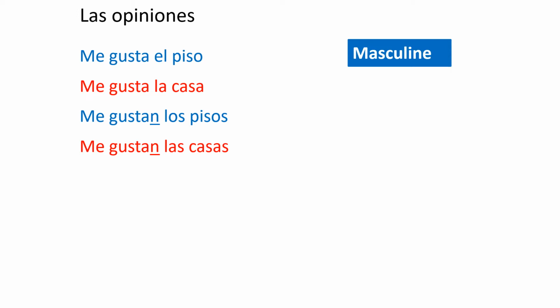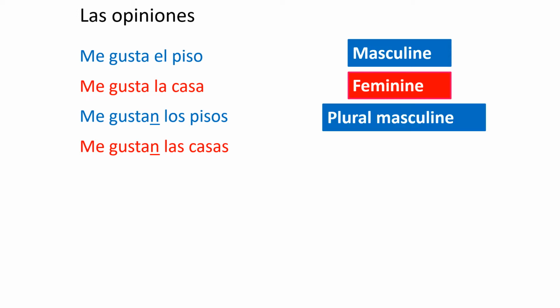You've got me gusta la casa. That would be feminine because casa ends with A. And you've got la, which is the feminine. Your next one, we have got me gustan los pisos. We've added the extra N on the end of gusta to tell us it's plural. We've got los, which is the masculine plural, and we've got pisos, which ends with an S, which tells us it is also plural. So there's more than one of it. So I like the flats. And we've got me gustan las casas, which is feminine plural because we've got the N on gustan, and we've got las, which is the plural and feminine, and we've got the S on the end of casas.